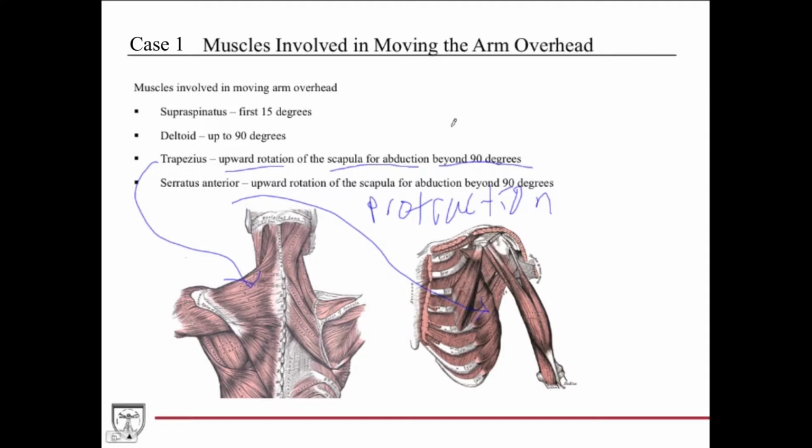These two muscles essentially rotate and stabilize the scapula, and that's the key, because with any kind of rotation, you need a stable base. And so by stabilizing the scapula, you're able to do these motions of going up beyond 90 degrees.